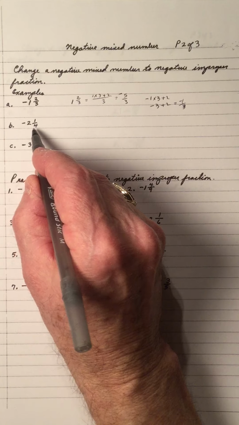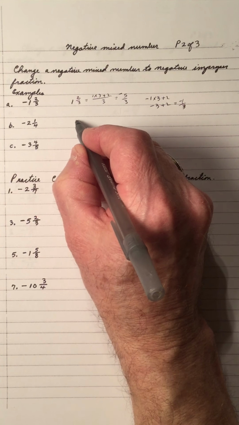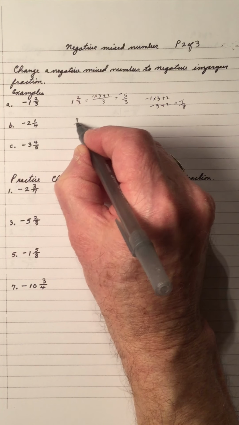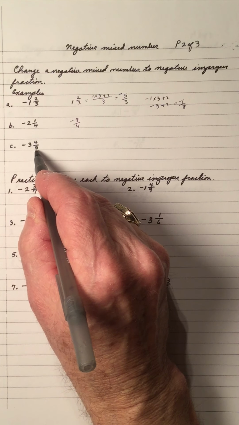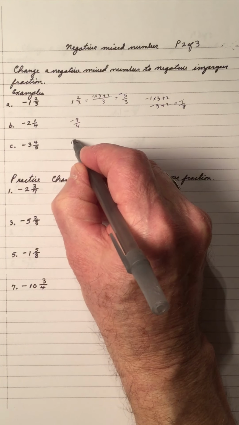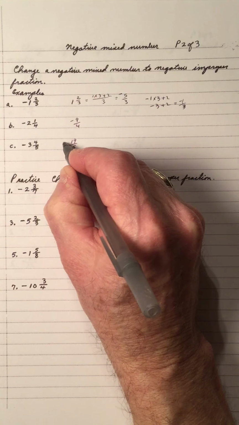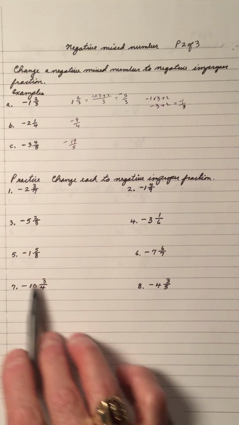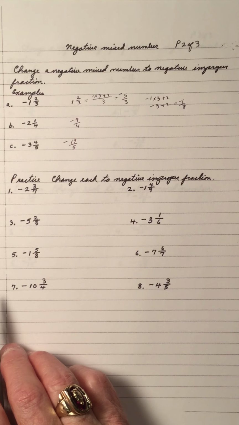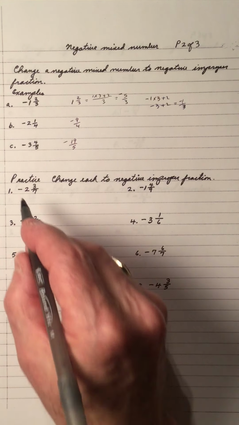So 2 times 4 plus 1. 8 plus 1 is 9 over 4, and it's negative. 3 times 5 is 15, plus 4 is 19 over 5, and is negative. Pause your video and work these 8 out, and press play when you're finished to see if you're right.